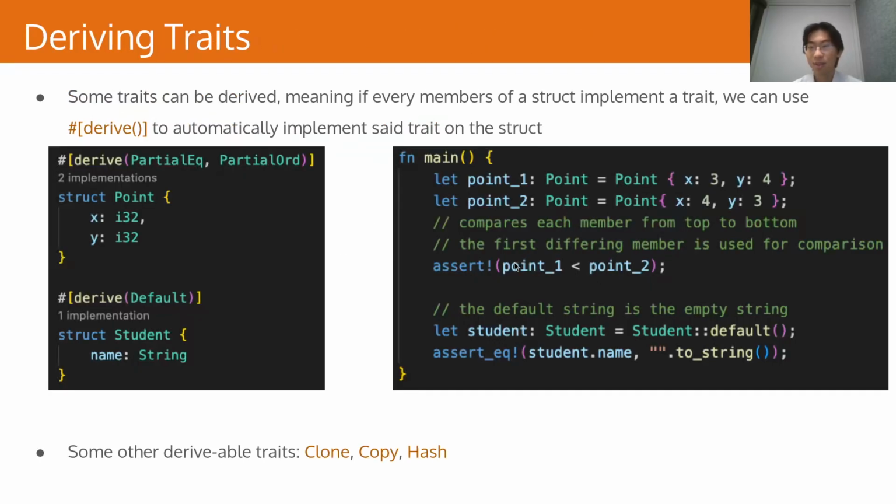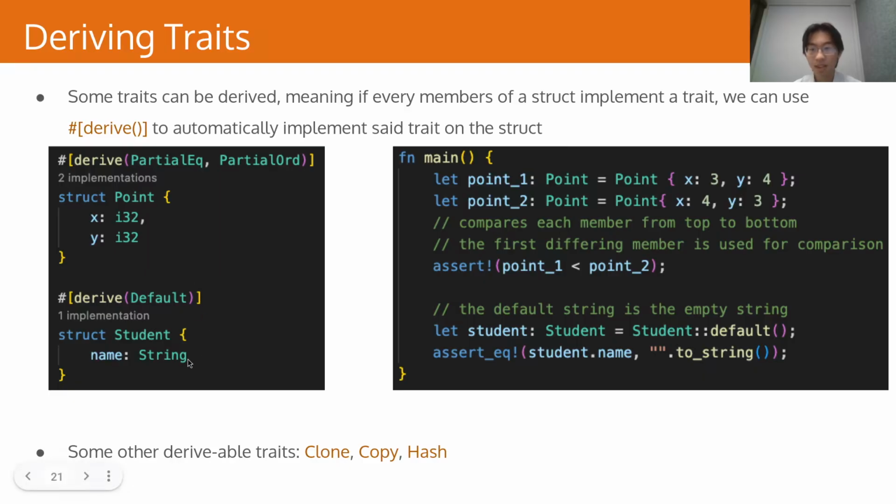The last thing we'll cover about traits is derive. If every member of a struct implements that trait, we can use derive to automatically implement that trait on the struct. Here in this Point struct, we see that x and y are both i32s, and we know i32 implements the PartialEq and PartialOrd traits. So we can derive and get these traits for free without having to implement them specifically for Point. The way this is implemented is that it'll compare each member from top to bottom. It'll compare x first, and if they're equal, then it'll compare y.